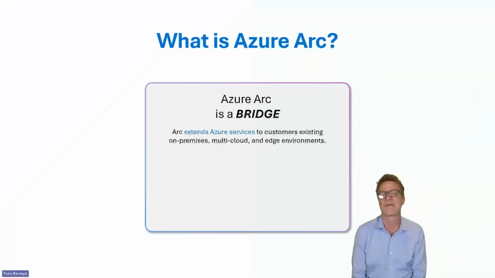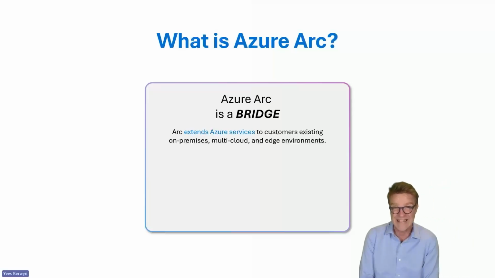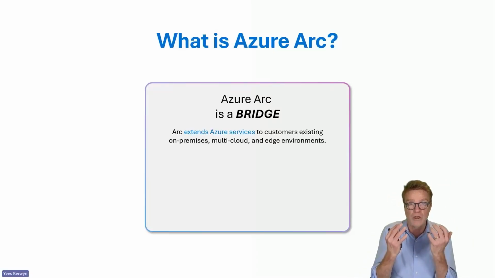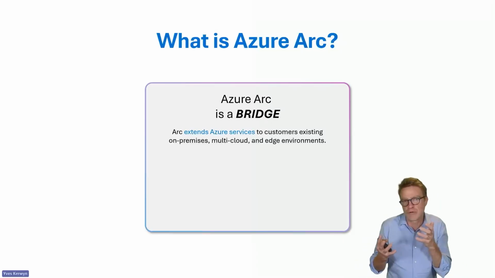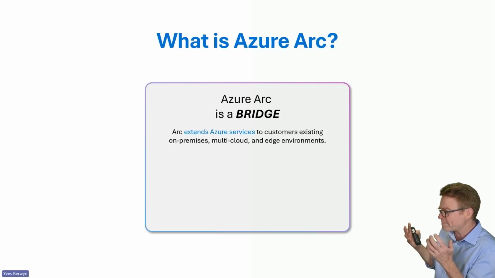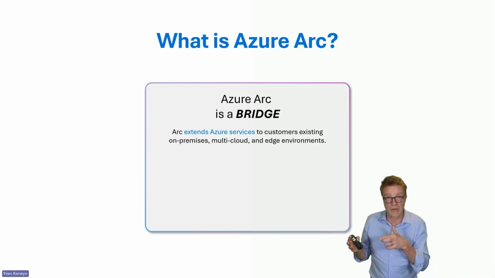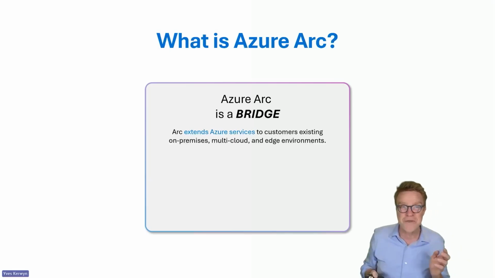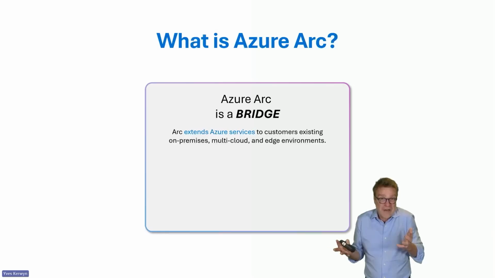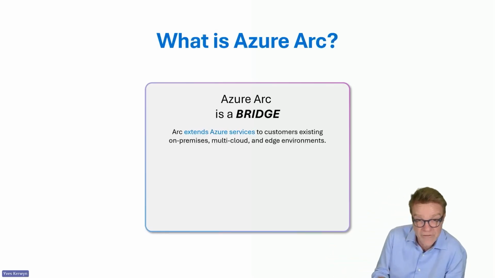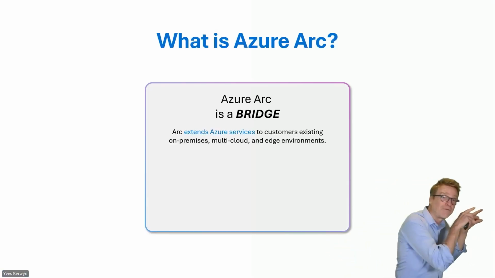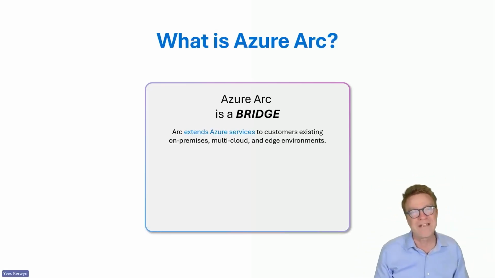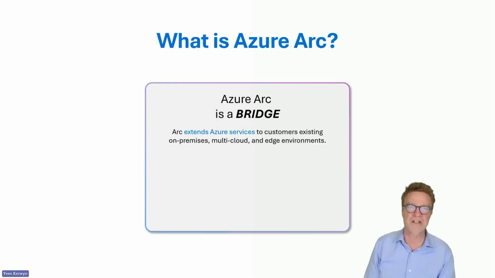What is Azure Arc? Well, it's a bridge. Azure Arc extends Azure services to customers in their existing on-premises, multi-cloud, and edge environments. There is a word missing on my slide. So you use Azure Backup, you use Azure Policy, you use auto-managed, as we used to call it, from Azure, which are Azure services which have been designed originally for resources running in Azure, but you start to leverage these services and apply them on resources that are running in your own data center or the data center of the customer. That is what Azure Arc makes possible.